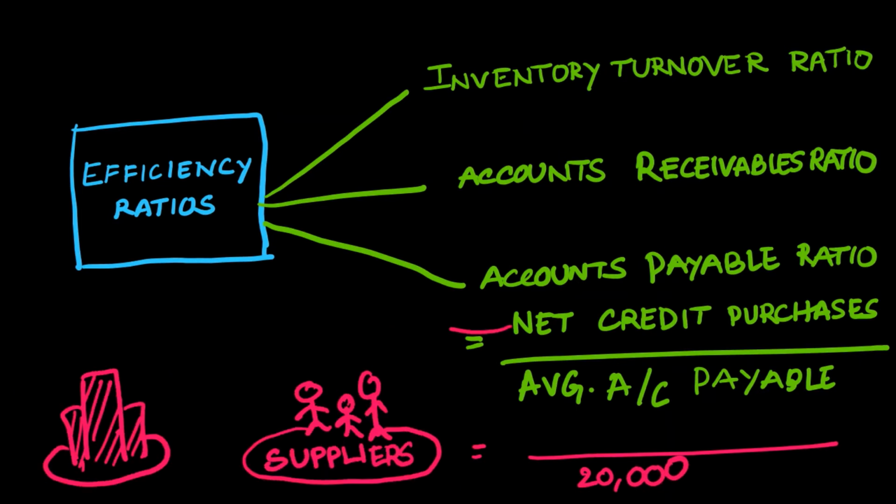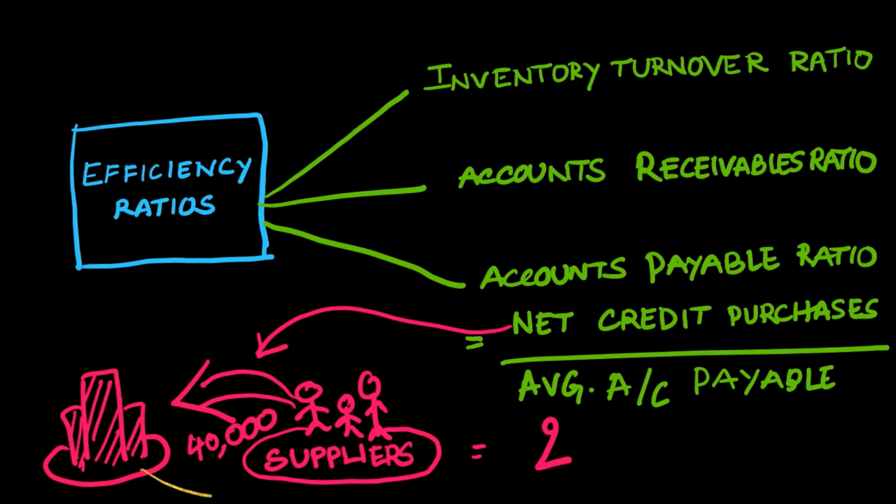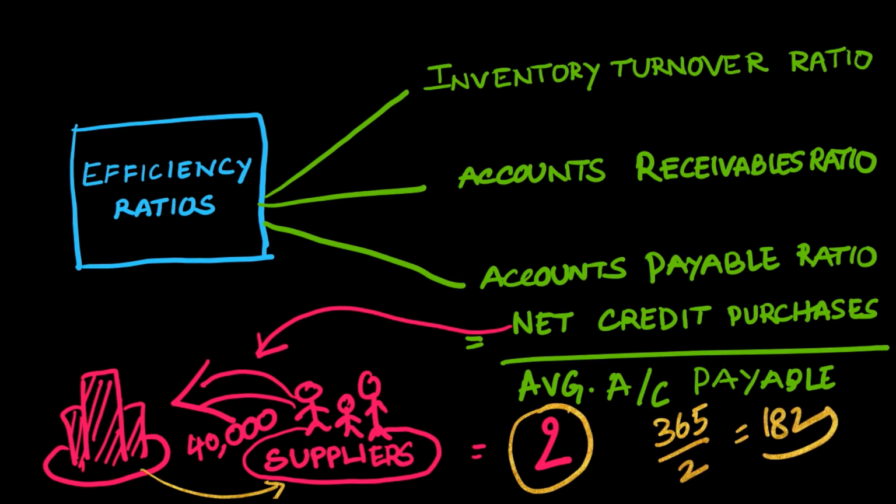Net credit purchase refers to the total value of the purchases you got from your suppliers during this period. Now, here is the ratio. This means the company pays off to its suppliers every 2 times during the year. In other words, it takes 182 days on an average for the business to pay its suppliers.